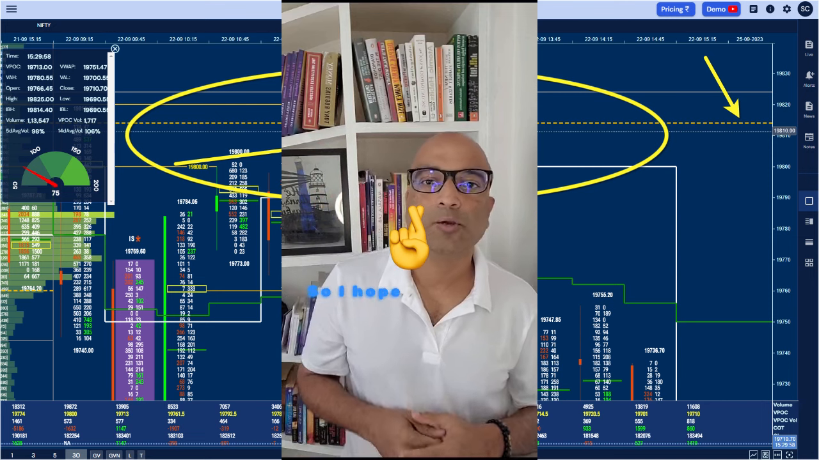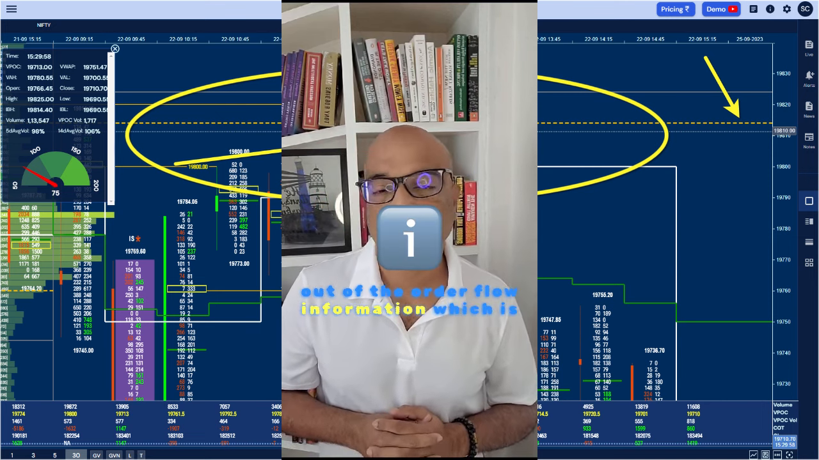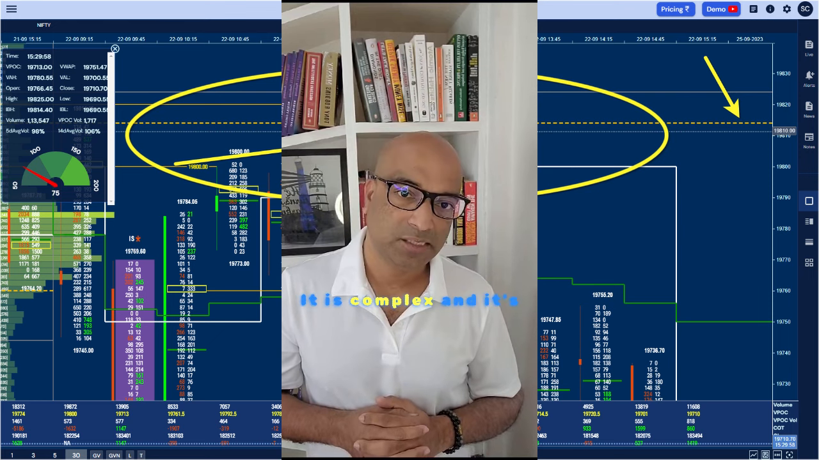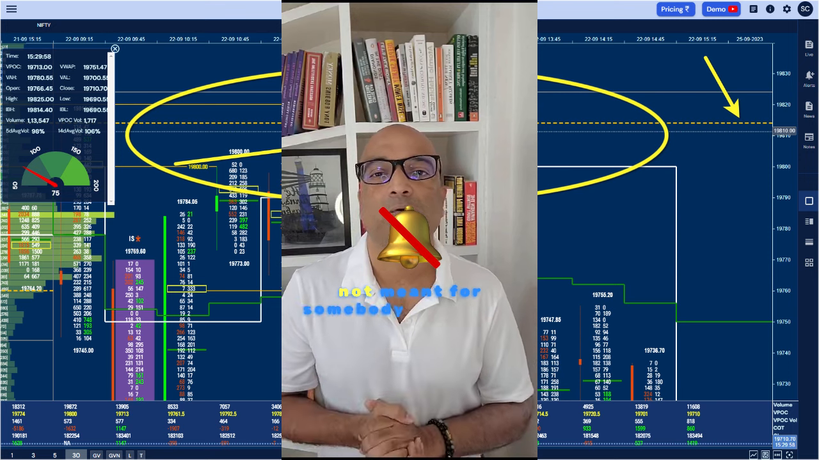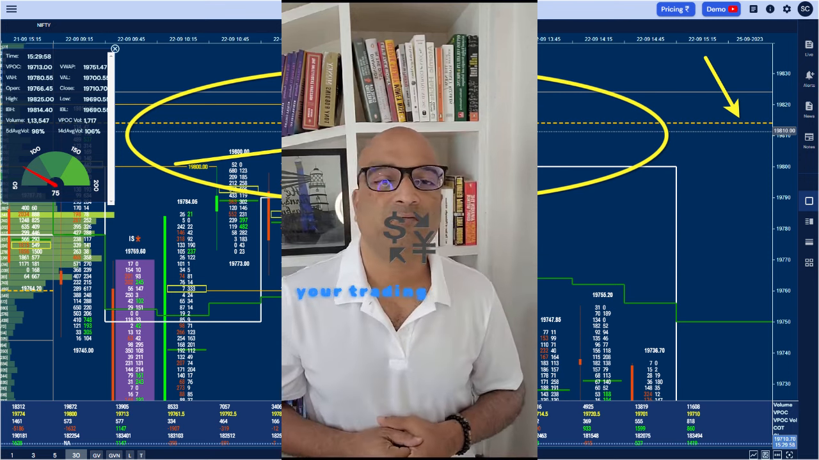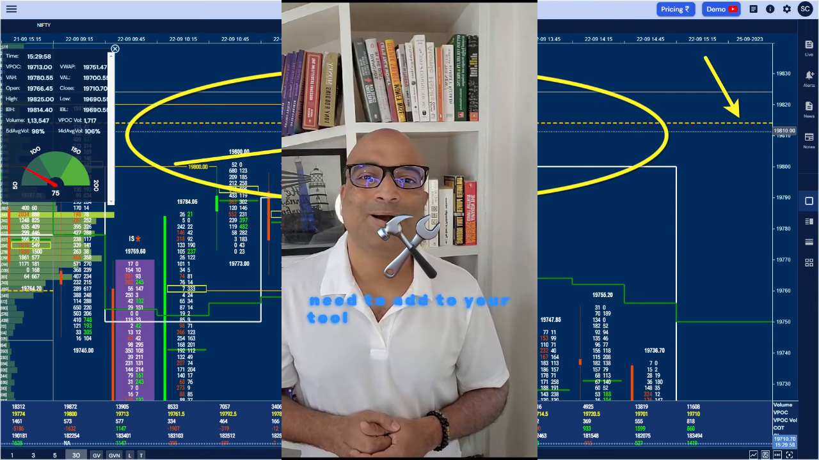So I hope you put in the effort to make the most out of the order flow information which is coming to you. I'll be honest with you, it is complex and it's tough, and it's not meant for somebody who's just starting off. But if you're serious about how you want to move your trading forward, this is the one thing which you need to add to your tool arsenal, right?